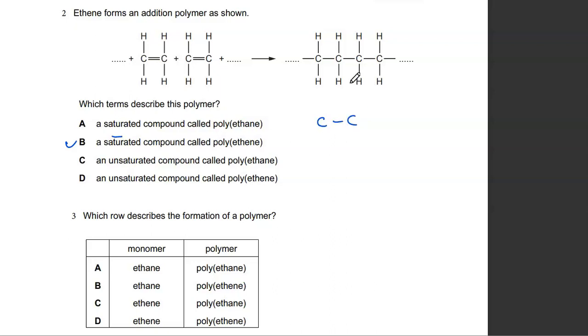Now here is a polyethylene, not a polyethane, not ethane. It is ethene. Yes, telling us that it was ethene that combined together to form the polymer. Okay, brilliant. So number 3.